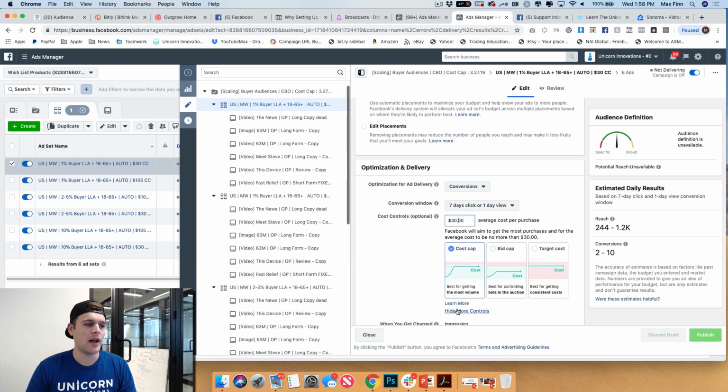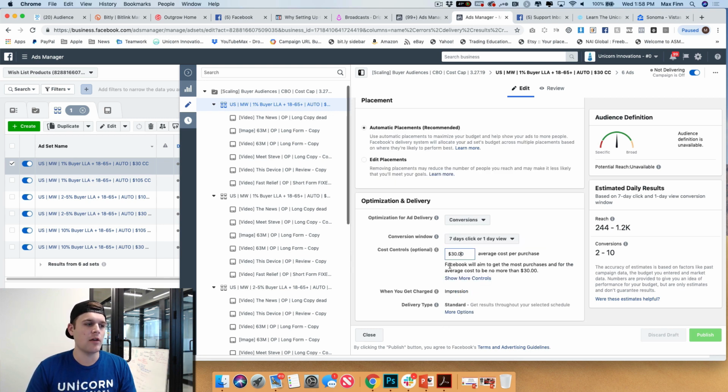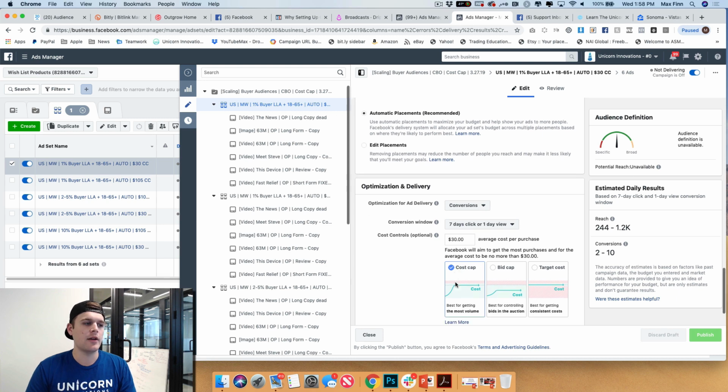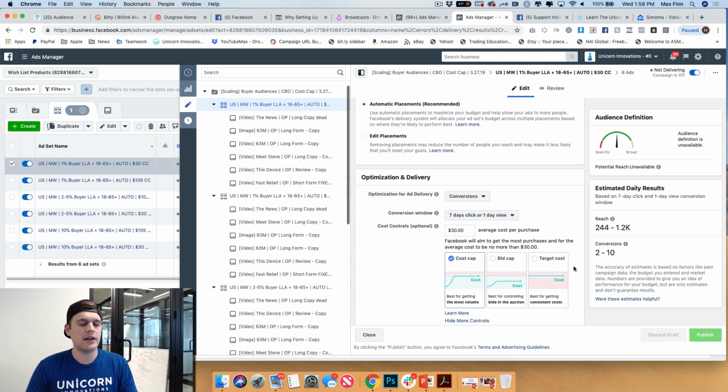You notice that when I hid these, it was going off of cost control, cost cap. And so I can change this if I want. Now let me just go through each one of these and talk about the pros and the cons and why we like cost cap and why we're seeing the best results with cost cap bidding.